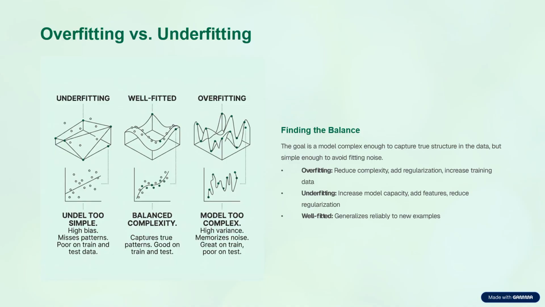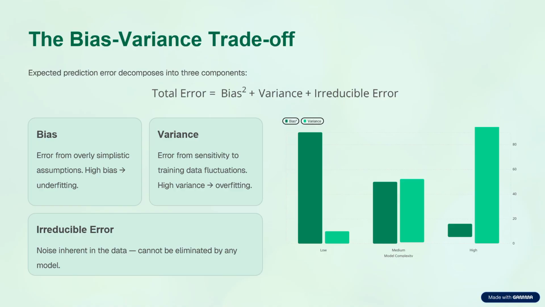Next, the bias-variance trade-off. One formula here is: total error equals bias squared plus variance plus irreducible error. The bias-variance trade-off is one of the most important concepts in machine learning. Bias refers to errors caused by overly simple assumptions, while variance refers to errors caused by excessive sensitivity to training data. A good model maintains a balance between bias and variance to minimize overall prediction error.